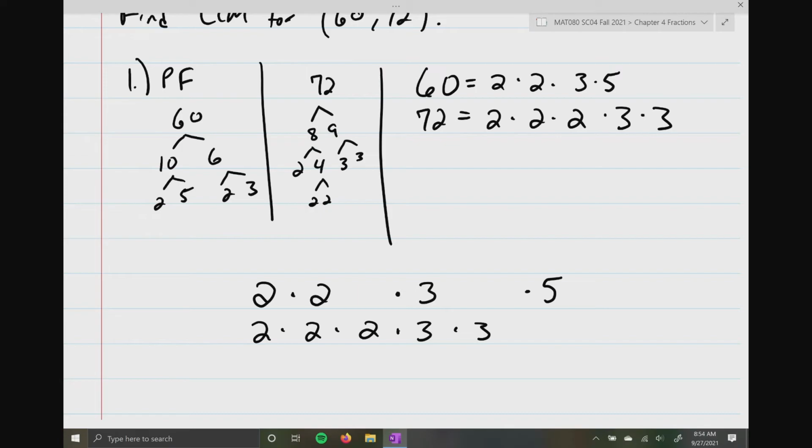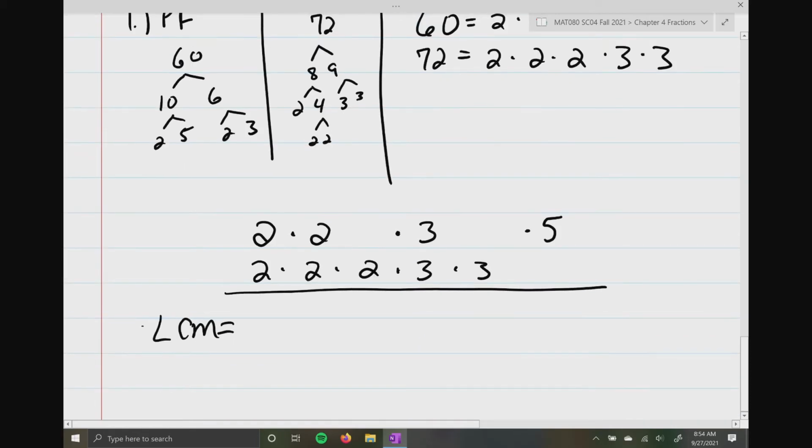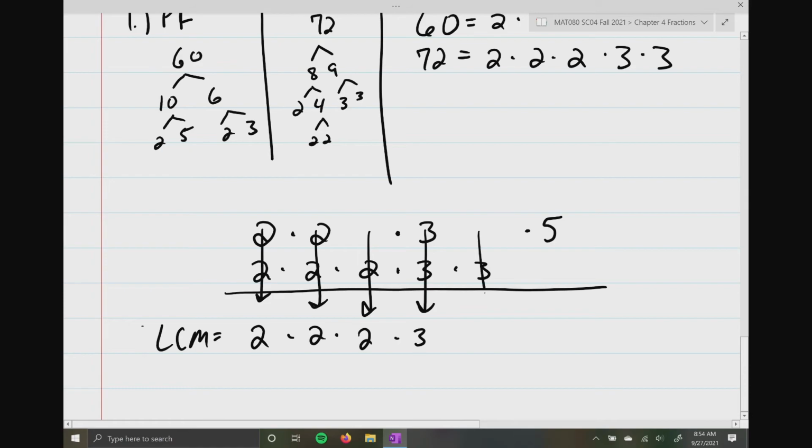All right, does everybody see how I left myself some space? Okay. So my LCM is going to be, you drop down, you always just draw an arrow straight down. 2, 2, 2, times 3, times 3, times 5.